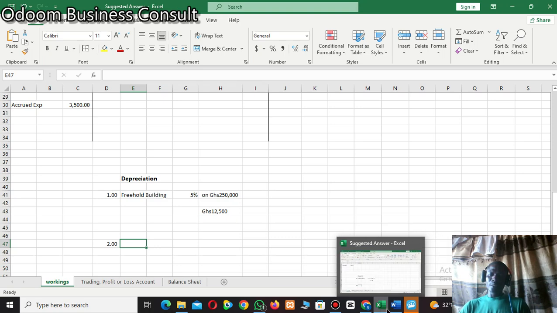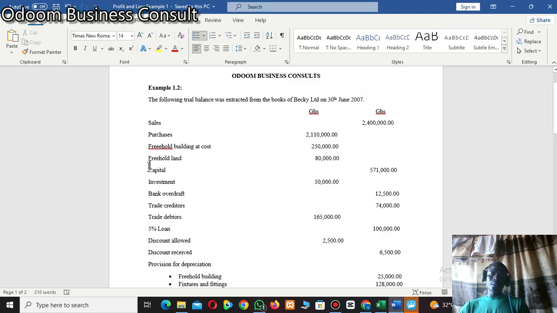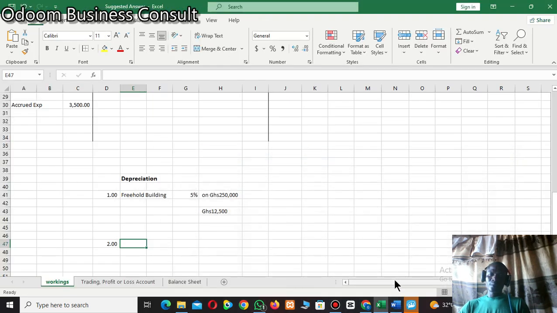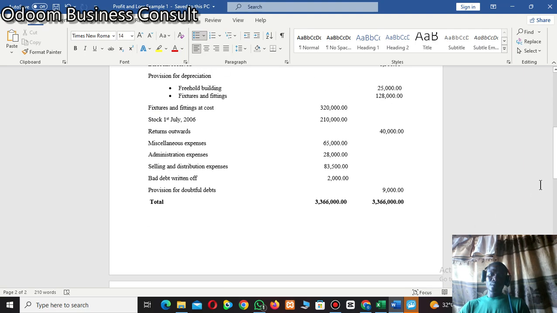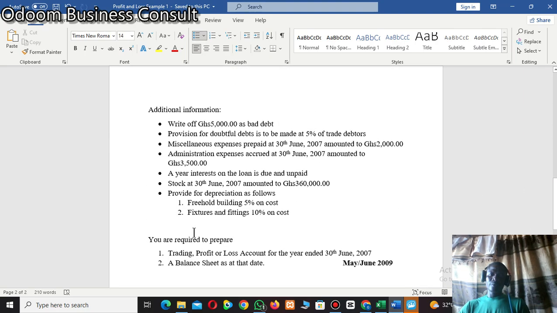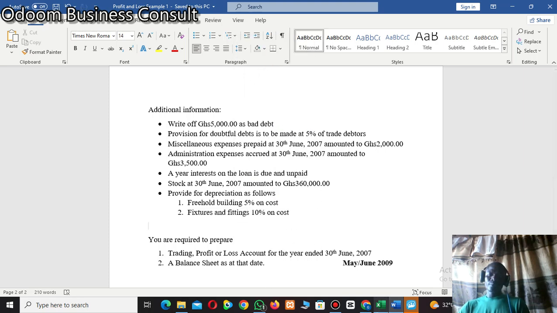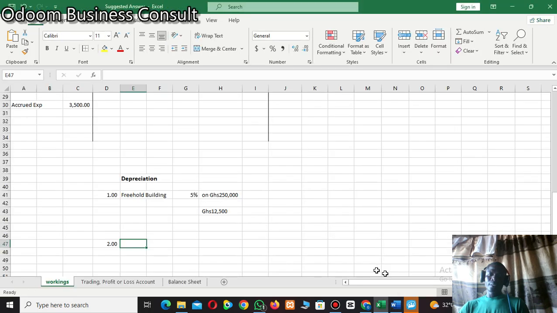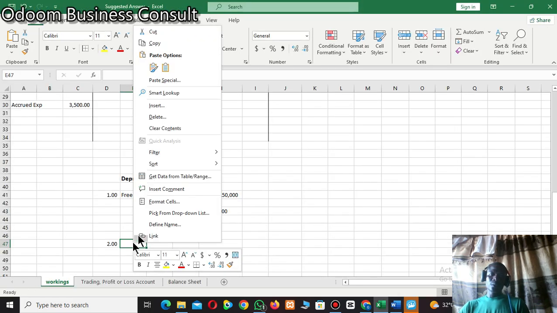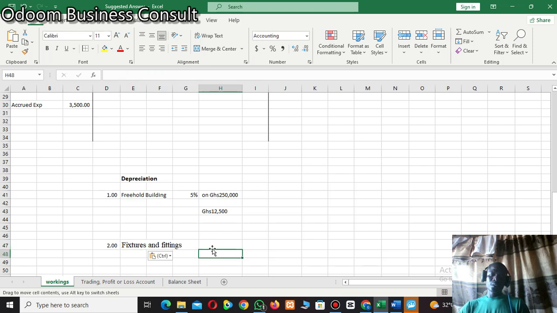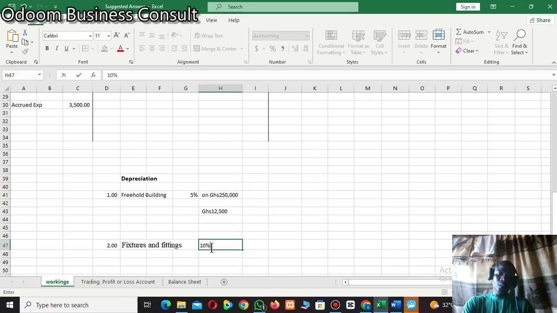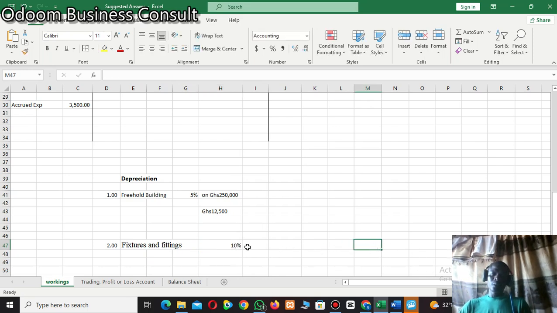So the second one that we have here is, let me check the question. It is fixtures and fittings. So I'll copy it here. Fixtures and fittings. That one is 10% on cost. So we have 10% on cost.